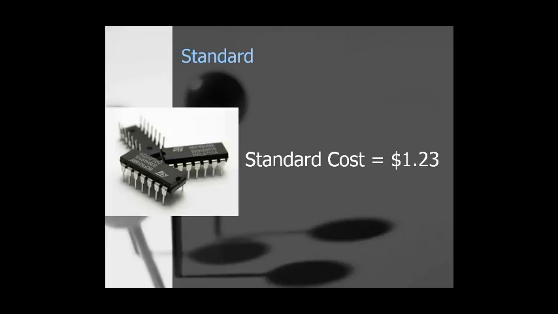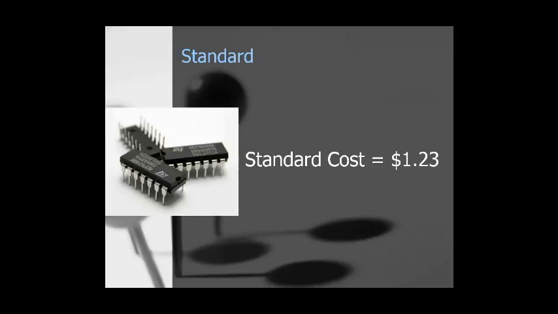How we come up with that standard, you can use a variety of techniques. You can use past history. You can do quotations from your suppliers for what you think you're going to be buying in the coming year in the standard quantities you buy them in. However you determine it, you set the standard at the beginning of the fiscal year.